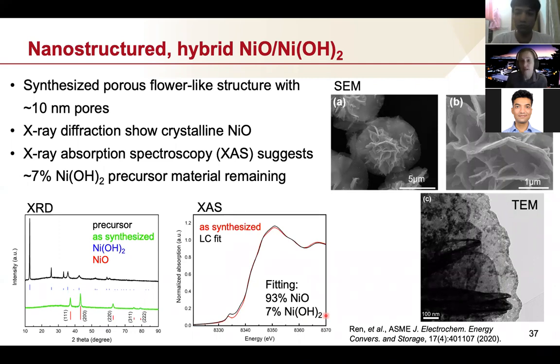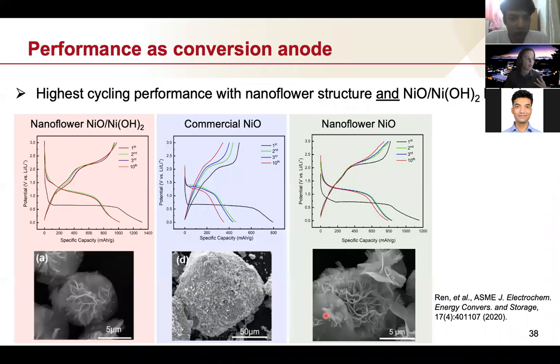And so we looked at the cycling performance of the nanoflowers with this hybrid nickel oxide, nickel hydroxide structure, a commercial nickel oxide powder, and then nanoflowers that we synthesized further so that we could get rid of all of the precursor material. So they were pure nickel oxide. And we found that this hybrid structure actually cycled much better. So it wasn't just the nanoflowering structure that allowed this long-term cycling, but something with having a little bit of a precursor in there allowed it to cycle better. So we wanted to investigate that.